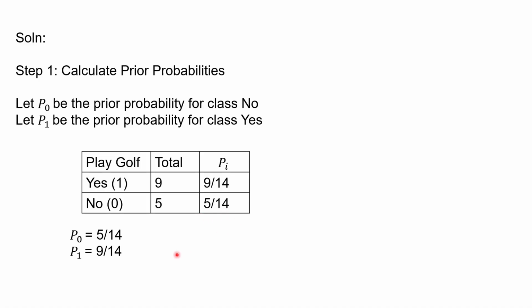Since it is a binary classification, we have only two classes 0 and 1. We shall assume that yes falls under class 1 and no falls under class 0. So the prior probability for no class, that is P0, is given by 5 by 14 and the prior probability for class yes, that is P1, is given by 9 by 14.